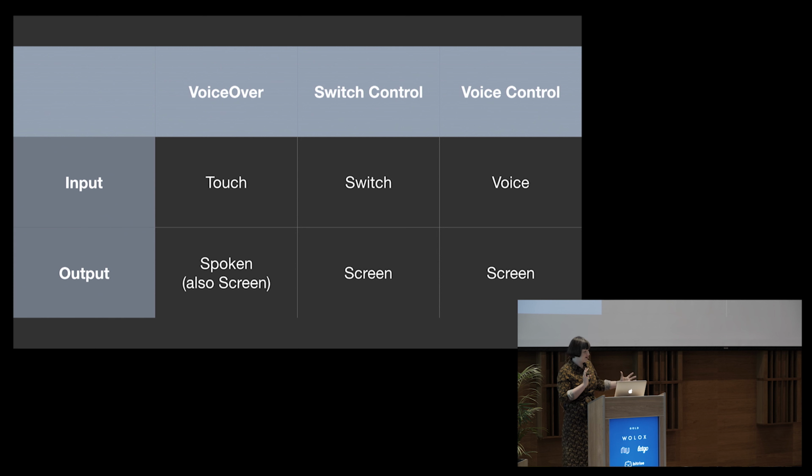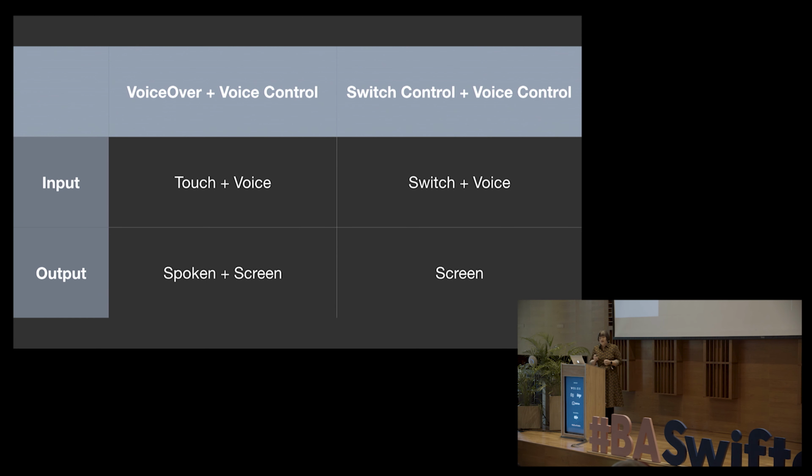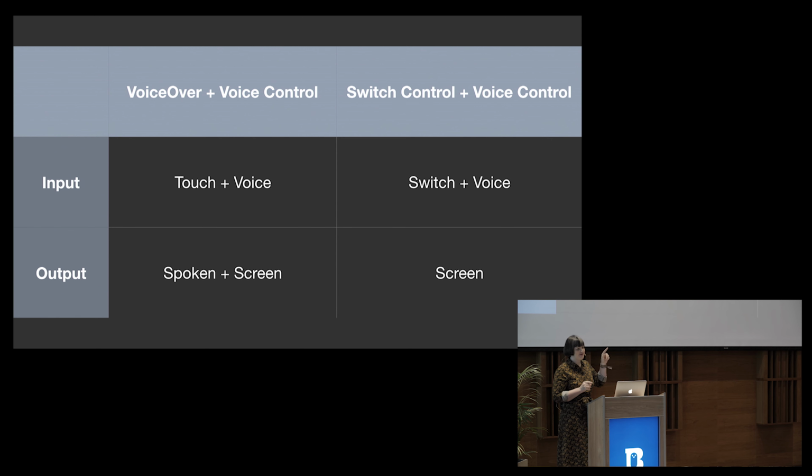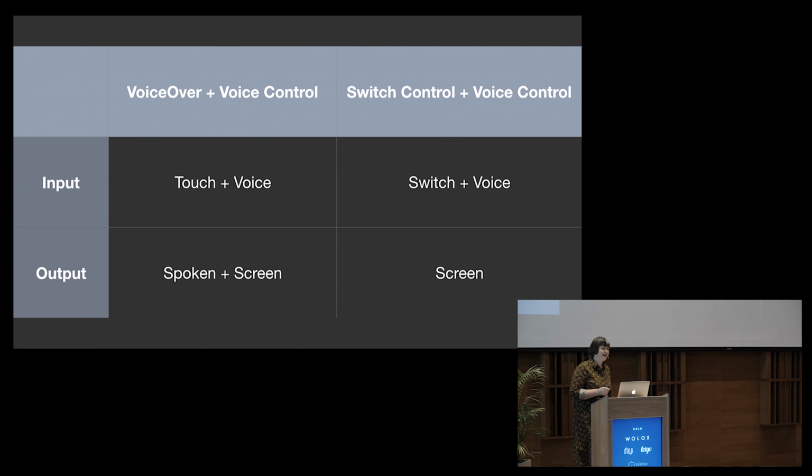To summarize all three: VoiceOver, the input is touch, the output is spoken and also on the screen. Switch control, the input is a switch, output to the screen. Voice control, input is voice, output on the screen. And you can make it a little more complicated because you can turn on multiple things at the same time. You used to be able to turn switch control and VoiceOver on at the same time, but I can't get it to do that anymore. But you can do VoiceOver and voice control, or switch control and voice control.